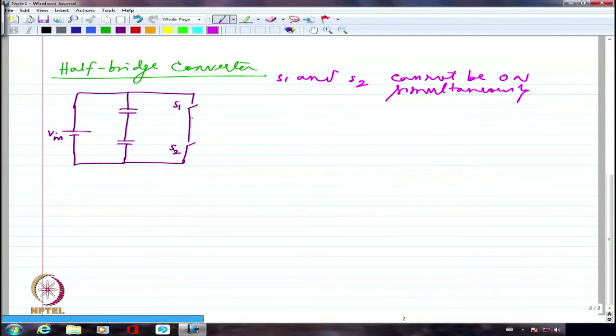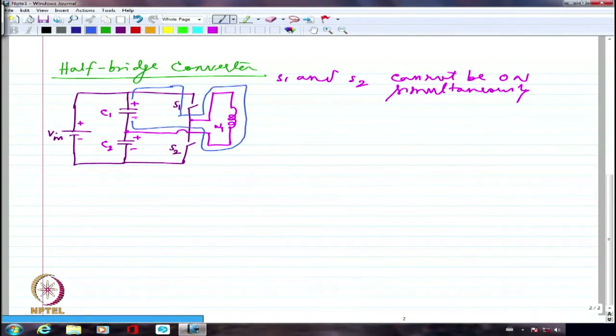Now from here I'm going to take the output to the primary of a transformer like this. So if I say this is plus, this is minus, very clearly this is plus, this is minus, this is plus, this is minus. This is how it is going to be. And let me call this C1, this C2. If I turn S1 on, let me say this has N1 turns, right? The current is going to flow through the capacitor, through S1 into this winding, and then it is going to return to the same capacitor. This is the path as far as the current is concerned.